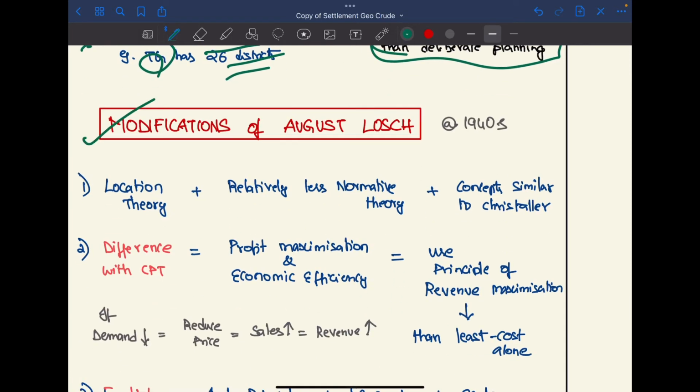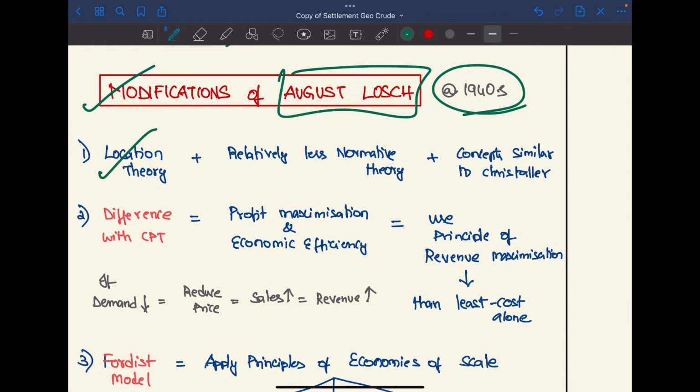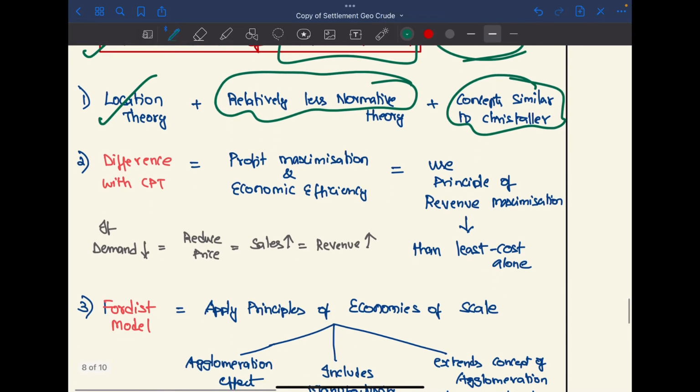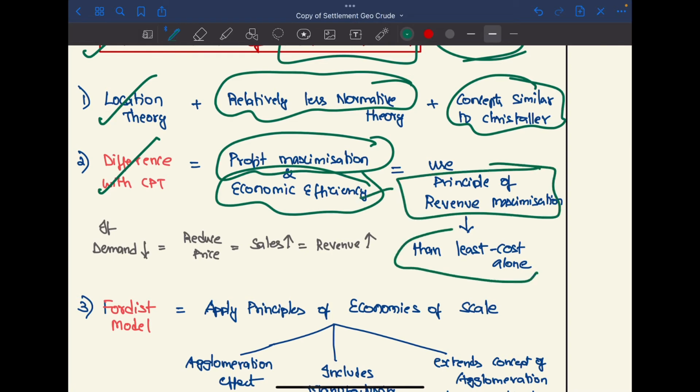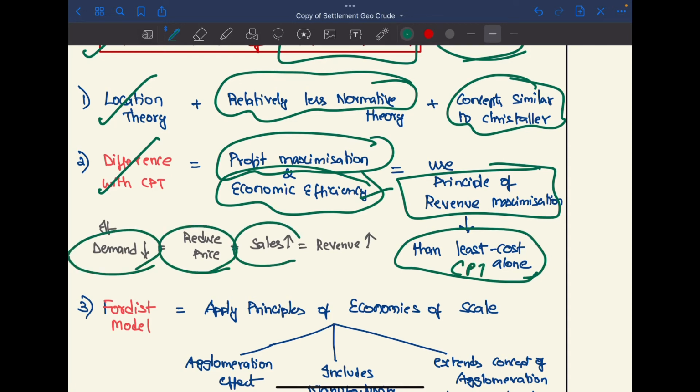Next, some modifications by August Lösch, who gave them in the 1940s. Again, this is also a location theory, but it is relatively less normative, and the concepts are very similar to Christaller. The difference from CPT is that for him, profit maximization and economic efficiency matter. He uses the principle of revenue maximization rather than least cost alone, which is used by CPT. For him, if there is a reduction of demand, we should reduce prices, therefore the sales will increase, and therefore revenue will increase. So he is using the revenue maximization concept.